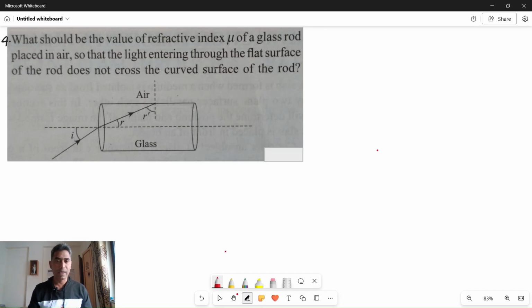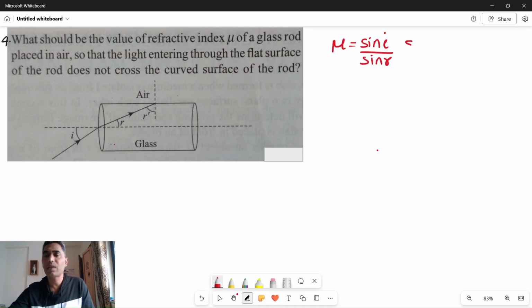This ray of light is not allowed to come out of the curved surface of the rod. Okay, so we'll try to solve it. We can apply Snell's law at this surface first. If you apply Snell's law, what we can write is mu is equal to sine I upon sine R.